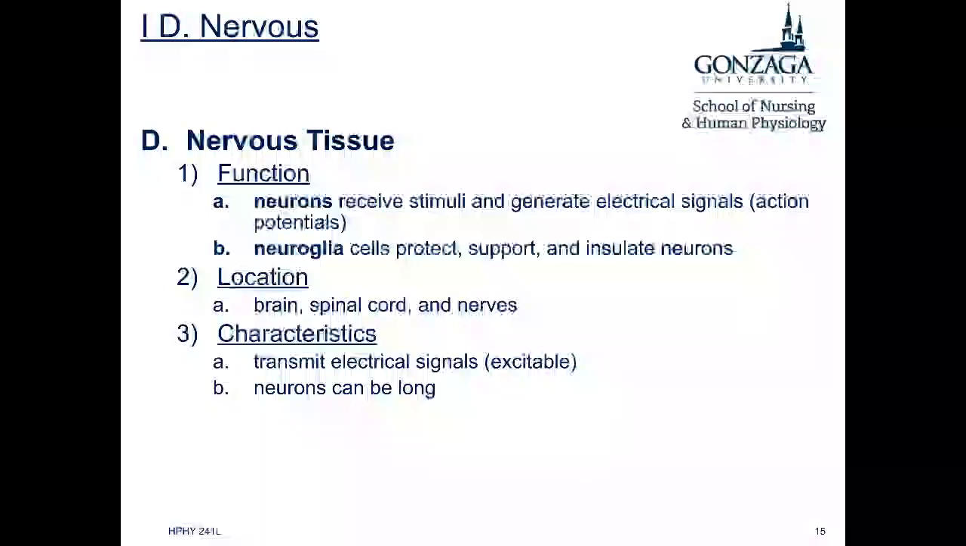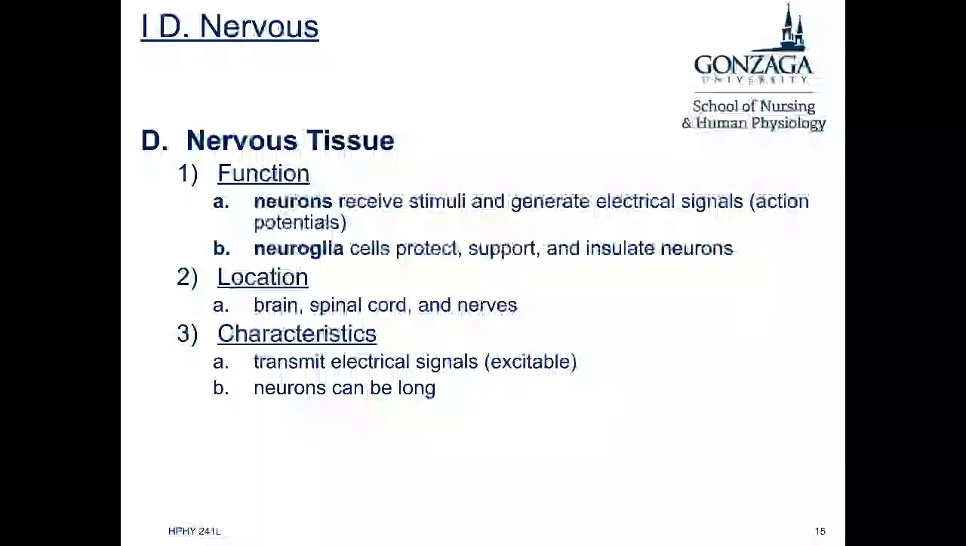Let's talk about the third type of tissue in the body, and that is nervous tissue. Nervous tissue is really specialized for receiving stimuli and generating electrical signals, aka action potentials. There is another type of cells that compose nervous tissue, and they are called neuroglia. There are several different types that we're not going into, but neuroglia, in their various forms, all protect, support, and insulate these sensitive neurons. Nervous tissue is restricted to the brain, spinal cord, and nerves.